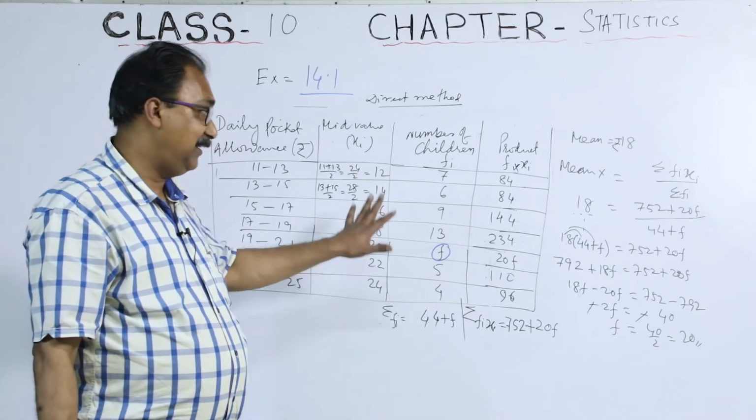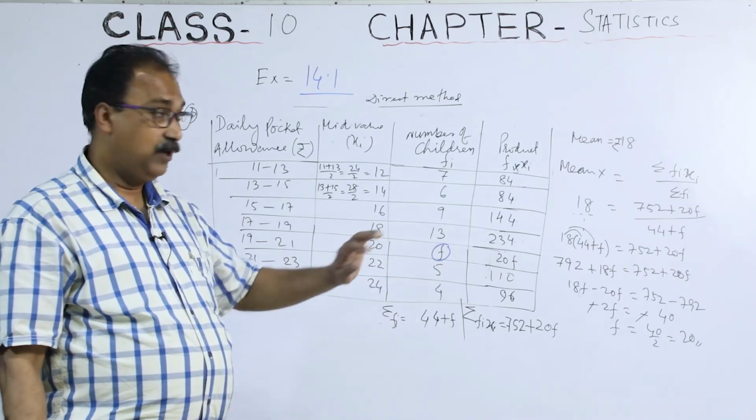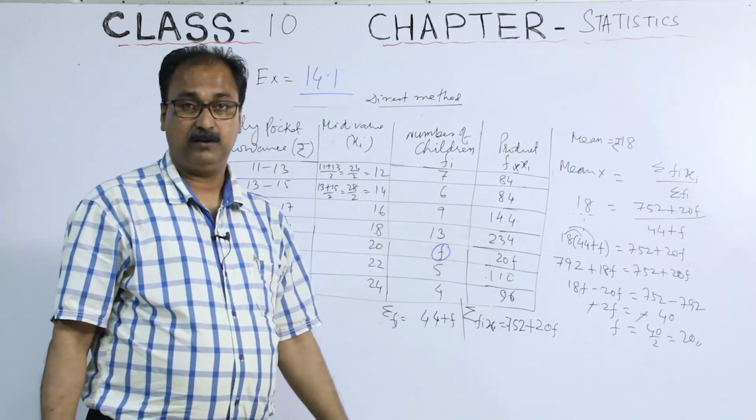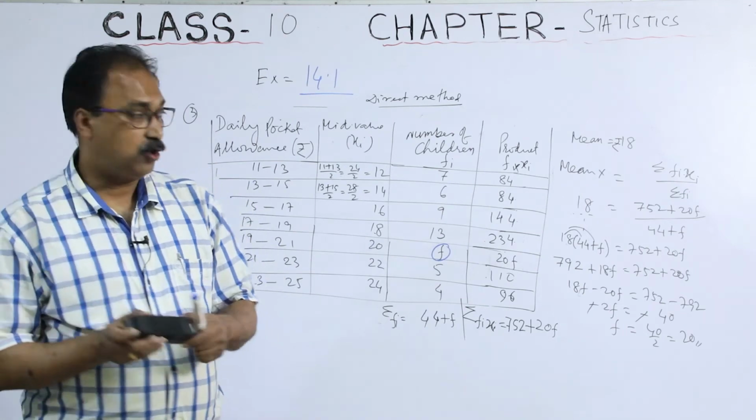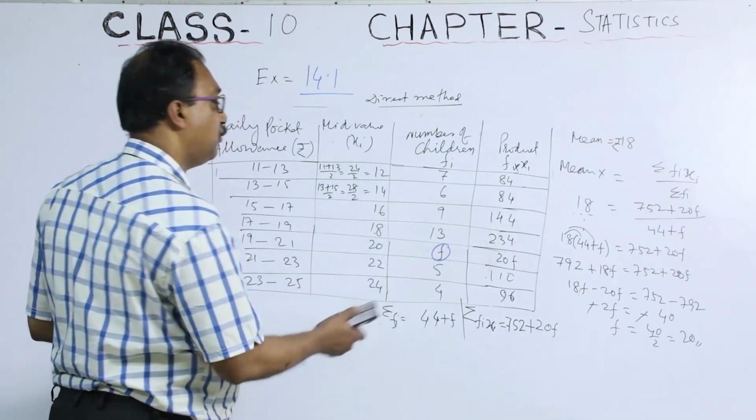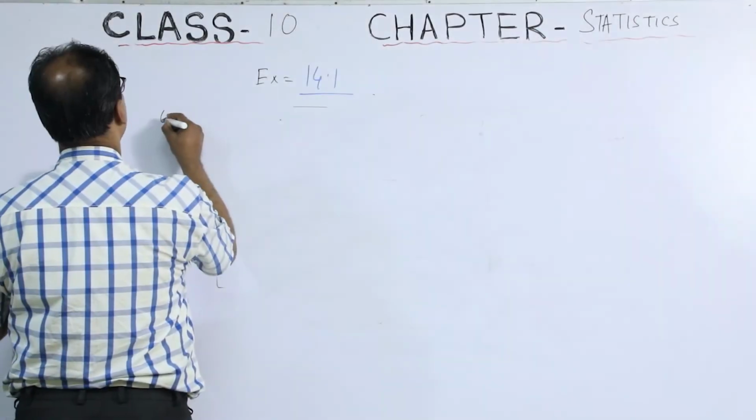It's not that only the direct method works. You can go for the step deviation or shortcut method also. Clear? I'll show you one short example of the shortcut method. Is it okay now? So question number 6.